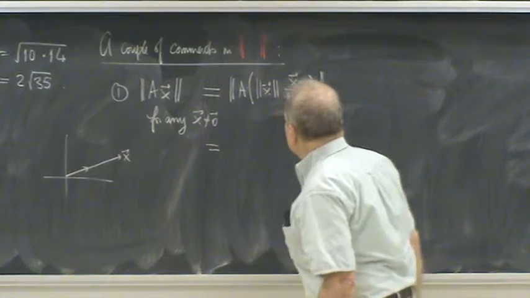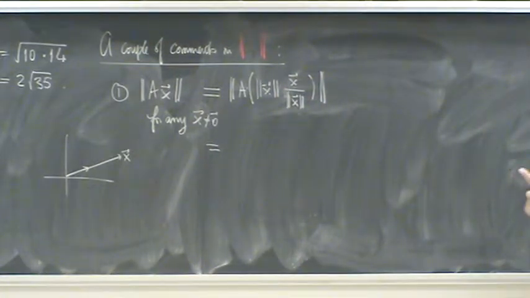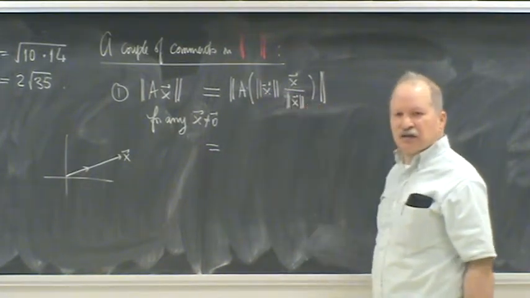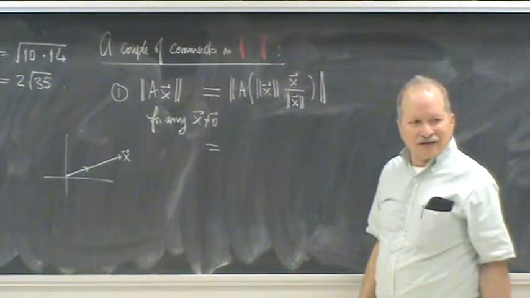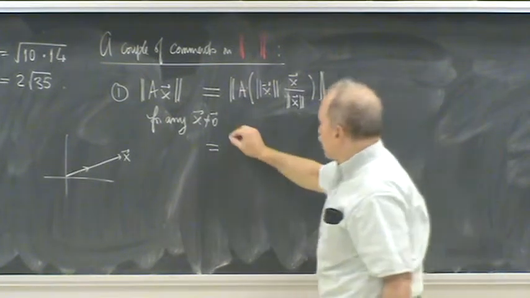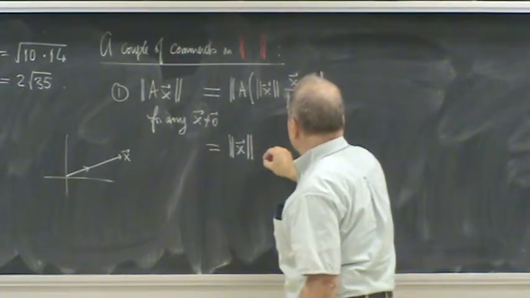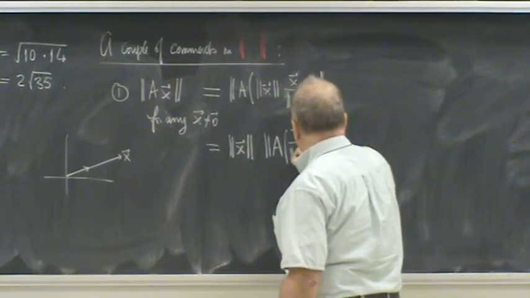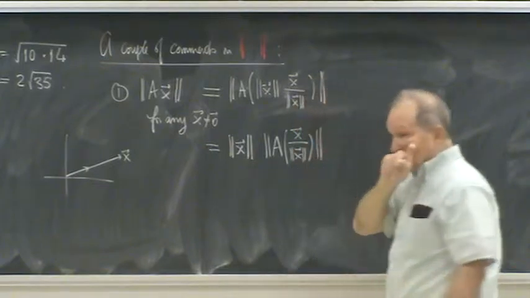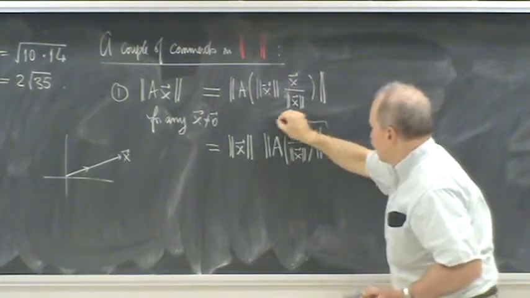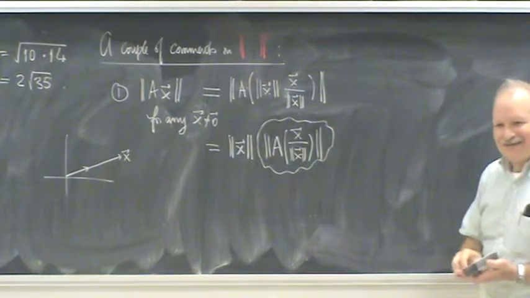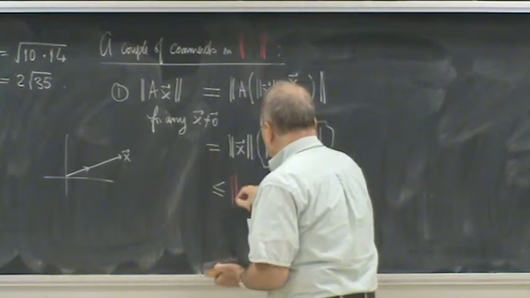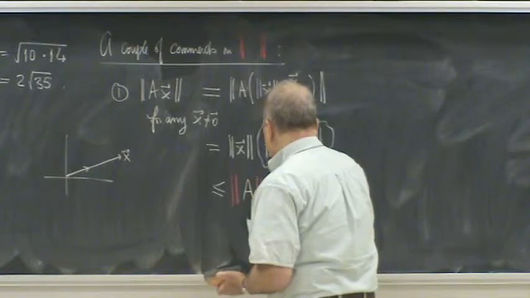Now how can I rearrange using the fact that I have a matrix A or a linear map going on here? What is a linear map of a quantity like this? I can pull out the scalar first, the magnitude of x. And then I'm left with the magnitude of A times the unit vector. But what do I know about this quantity? It's the matrix norm. So this is less than or equal to the norm of A times the magnitude of x.